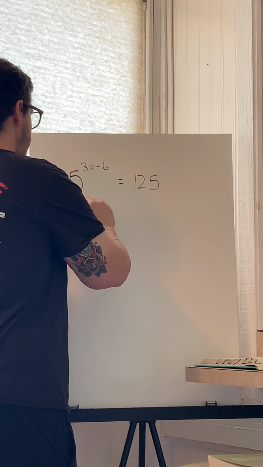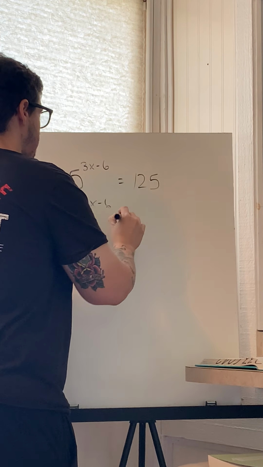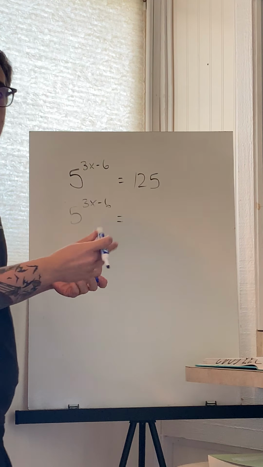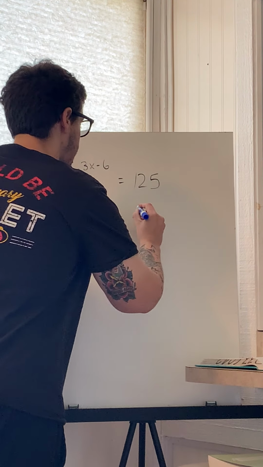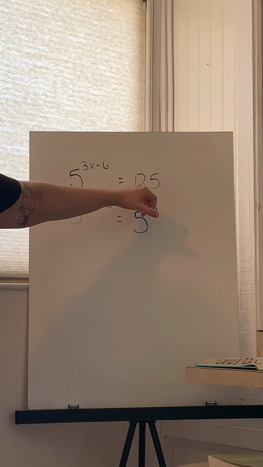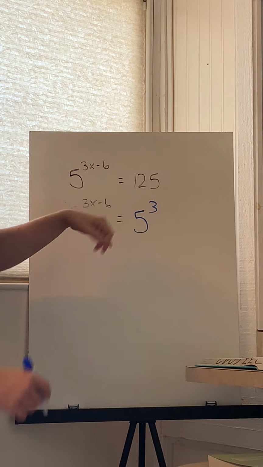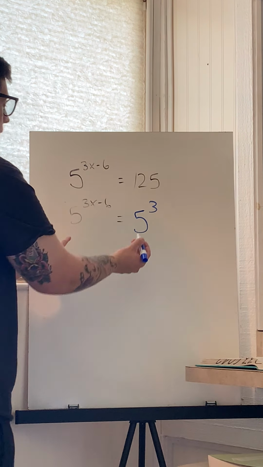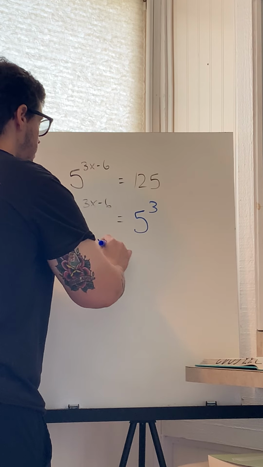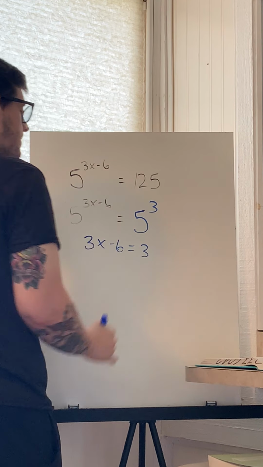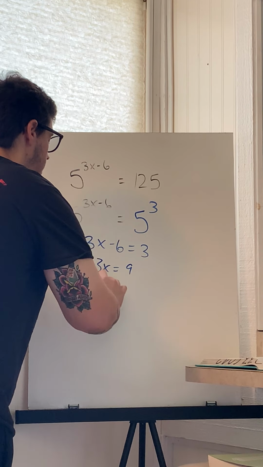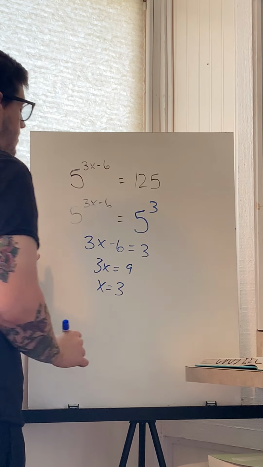So in this case, we'd have 3x minus 6 on this side, and 125 is a power of 5. So I'm going to rewrite that as 5 to the third. If I can change this so it has the same base, that's what I'll do. And now that they have the same base, I can just set the exponents equal to each other, which means 3x equals 9, so x equals 3.